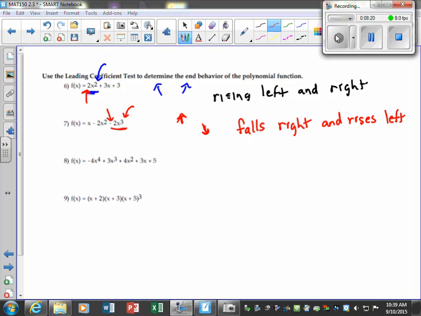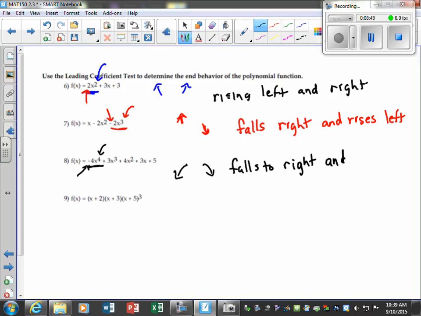Okay. For the leading term here, it's x to the 4th power because it has the highest exponent. I look at this and it's even, so I know they're either both going to finish up or both going to finish down. They're going to finish the same. Then I see that this is a negative value, so both ends finish down. So we say falls to the left and falls to the right.